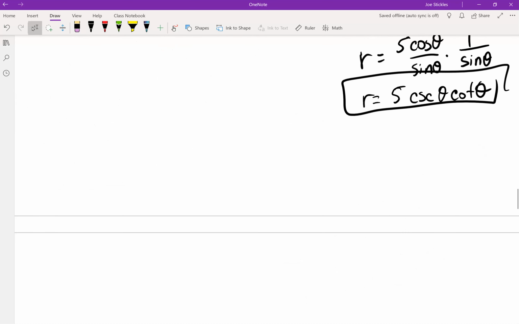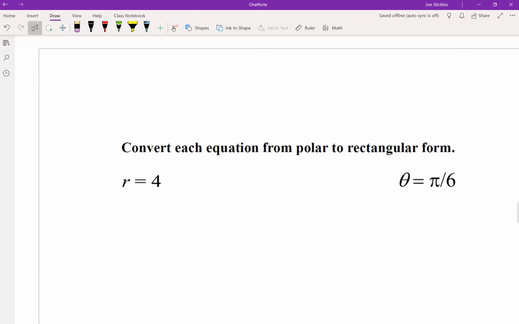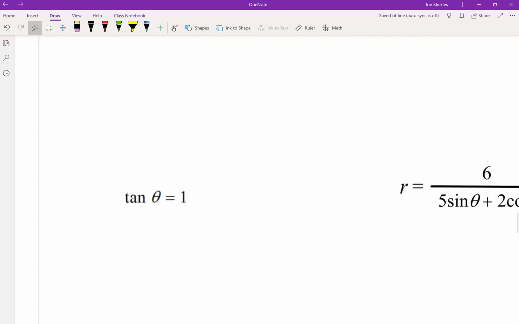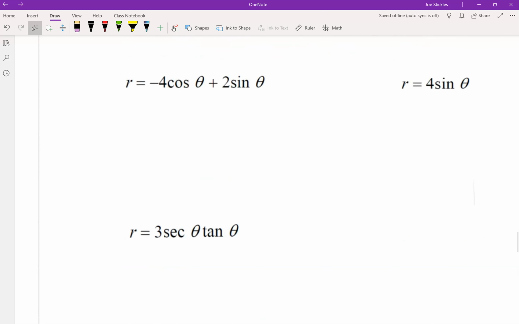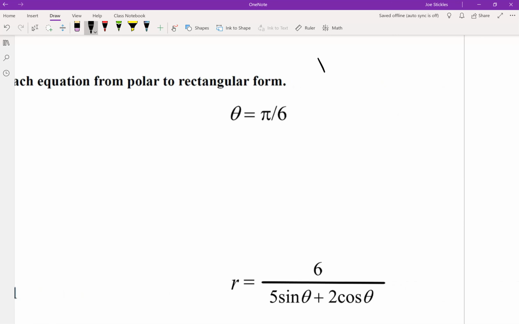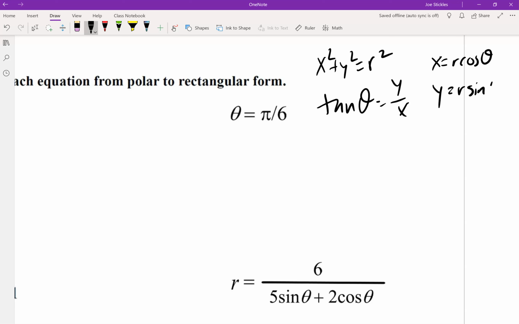Okay, so let's go the other way. This one asks us to convert from polar to rectangular. And these involve a couple of little tricks here and there, which is why I've got 7 of these here just to illustrate what's going on. First couple are straightforward. r equals 4. Well, again, just to remind ourselves, x squared plus y squared equals r squared. Tangent of theta is y over x. x is equal to r cosine theta. y equals r sine theta.